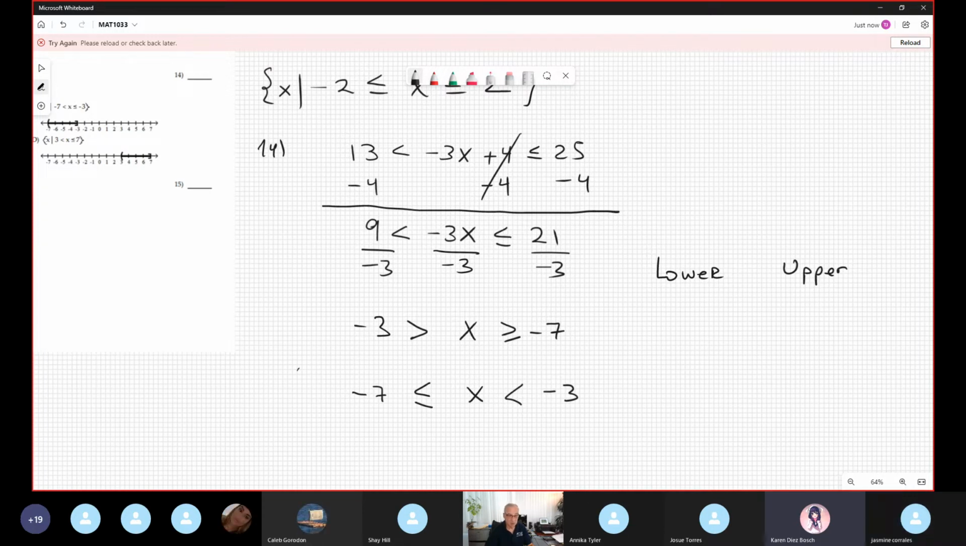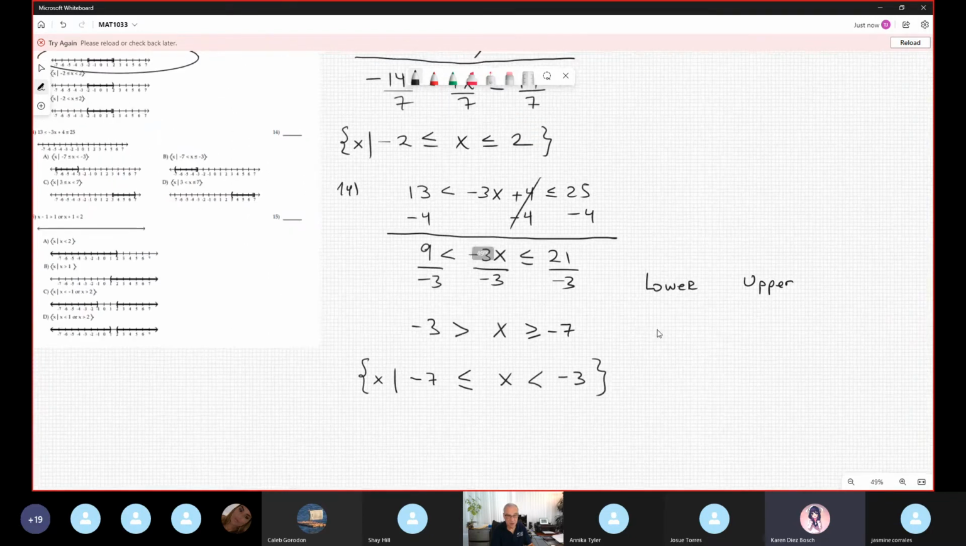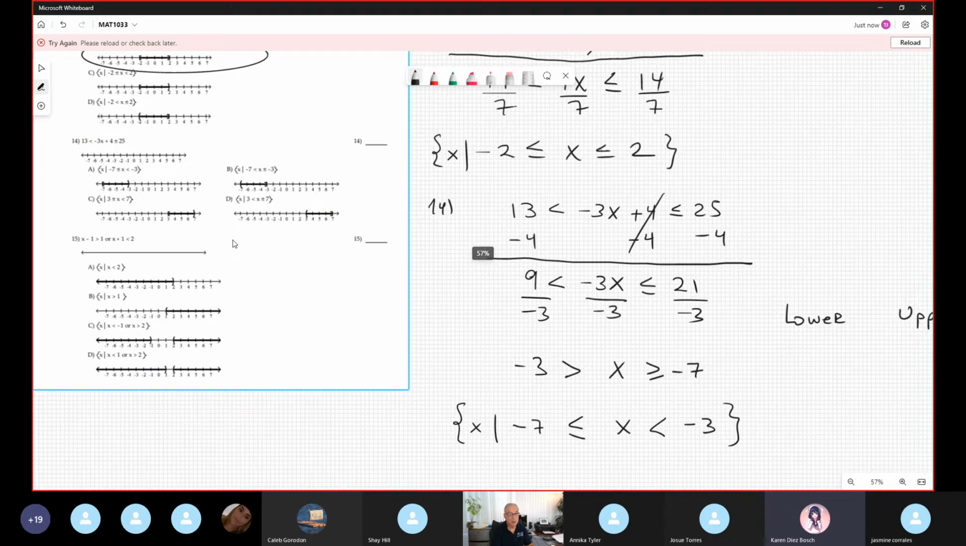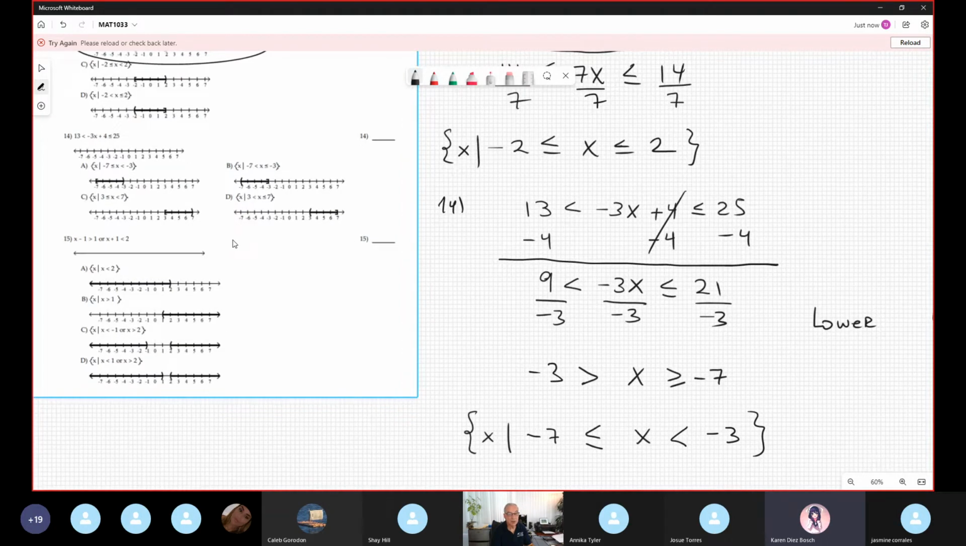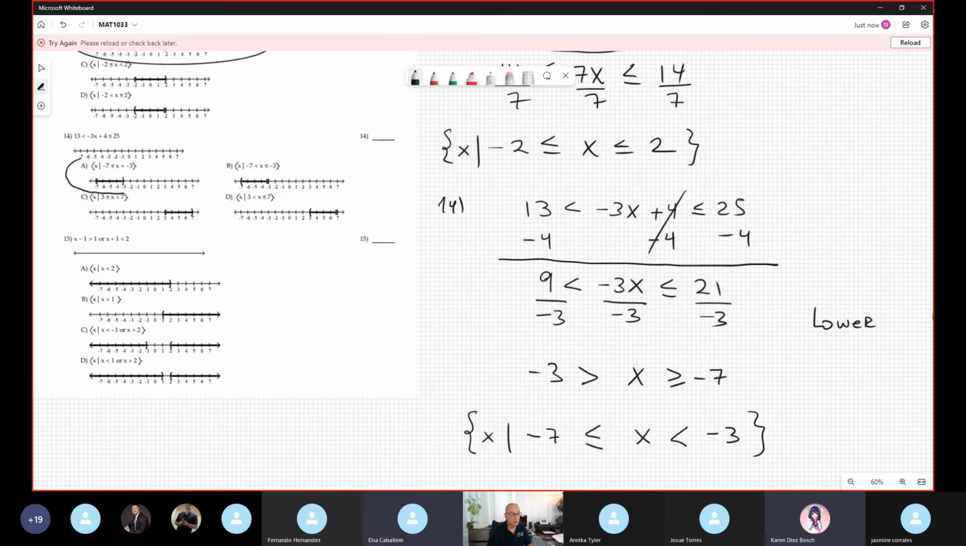Thank you, though. This is the answer. And the representation is obviously in between negative 7 and negative 3. Include negative 7, bracket negative 7, and negative 3 no, parenthesis. Bracket negative 7, negative 3. Oh, it's option A, no? Yes or no? Yes. Cool.